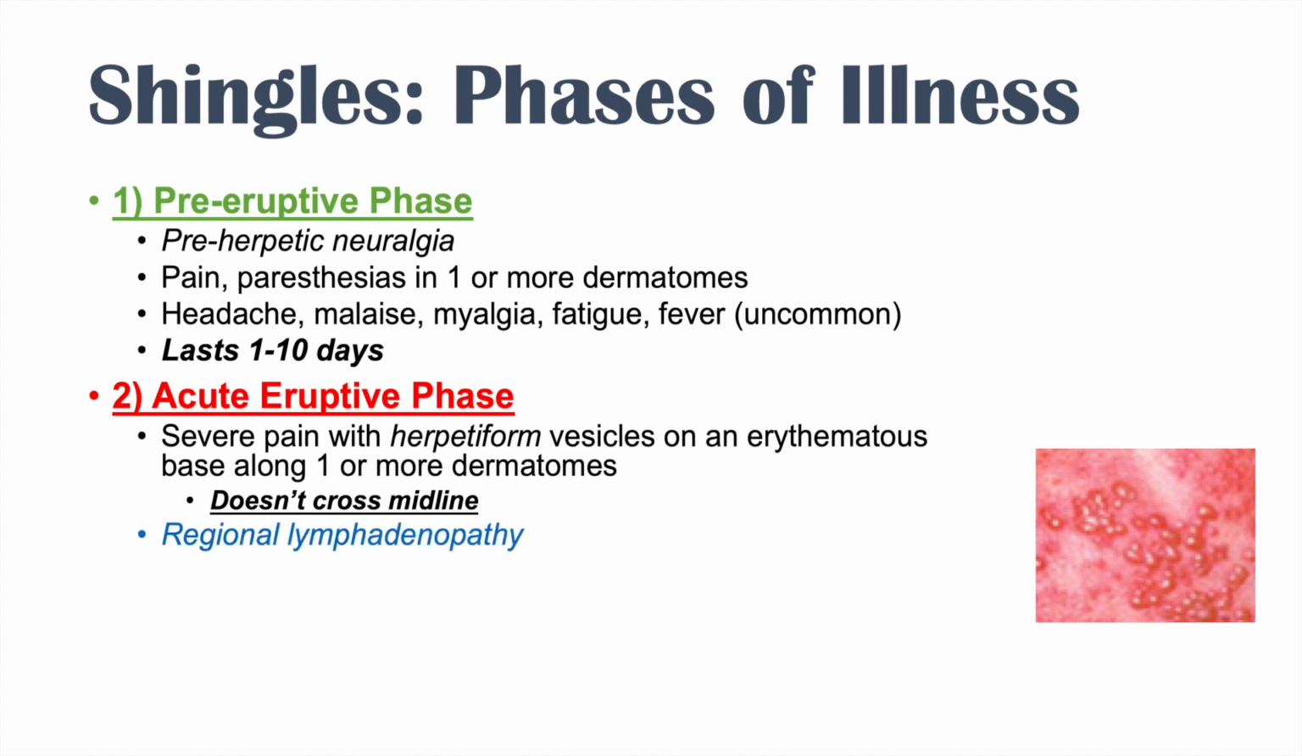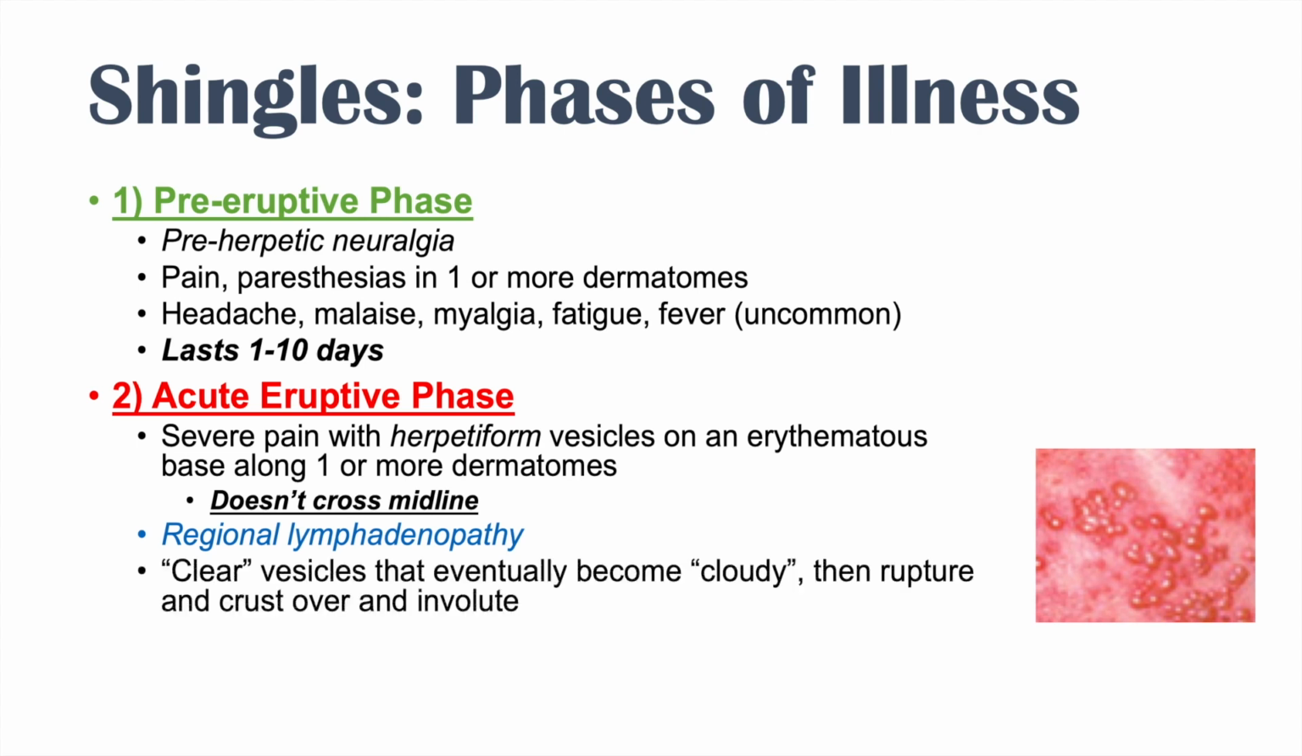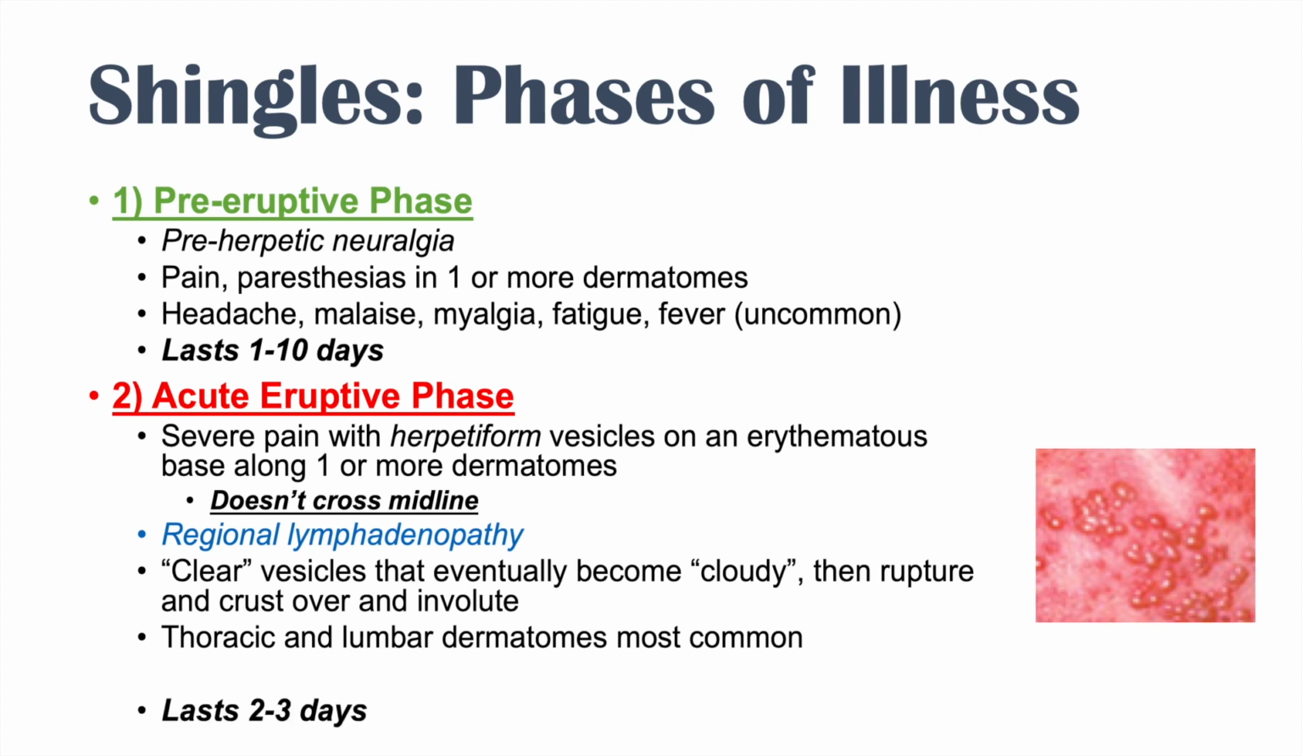We can also see regional lymphadenopathy. Just because of the inflammation in that area, we might see some increased lymph nodes, some regional lymphadenopathy. The vesicles themselves will erupt. They will be described as clear at the beginning, and eventually become cloudy. After becoming cloudy, the vesicles then rupture and then crust over and involute. So you get these crusty lesions afterwards. And then the thoracic and lumbar dermatomes are the most commonly affected. So thoracic, up near the thorax, and lumbar, so anywhere near the abdomen or lower waist area, can all be affected. And this phase generally lasts 2 to 3 days.